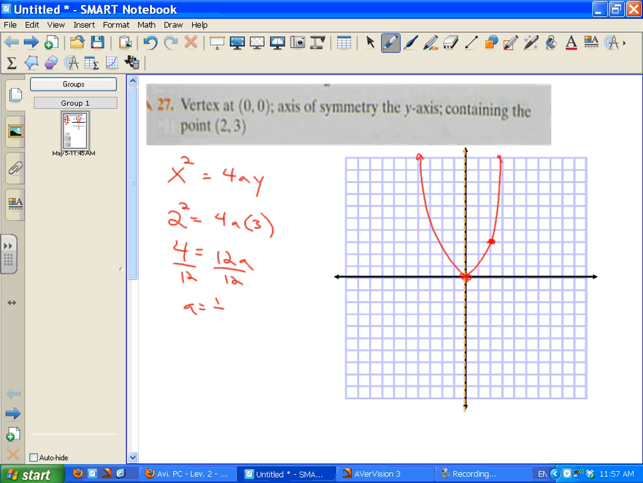I'm going to take that as being a 1/3. Yep. So we plug that into my formula, and I get x squared equals 4 times 1/3, which is 4/3 y. And that is the equation of that graph.